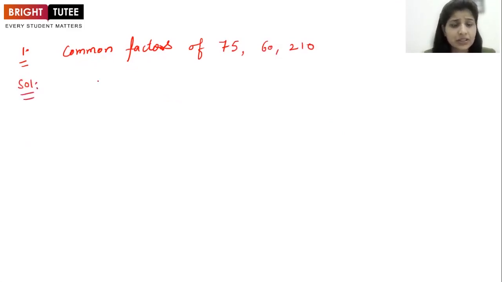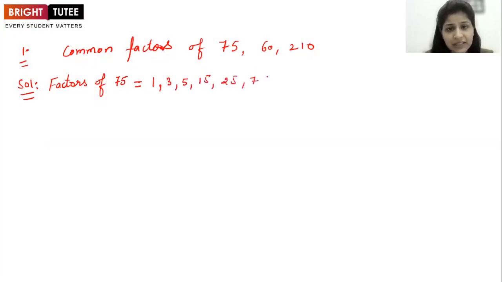Proceeding with the solution, let us first write the factors of 75. What will be the factors of 75? The factors of 75 will start from 1, then 3, then 5, 15, 25. We can easily find the factors. We have already discussed how we find them.